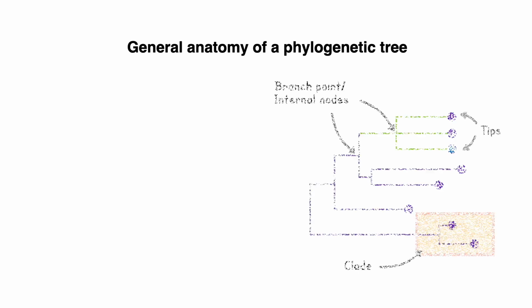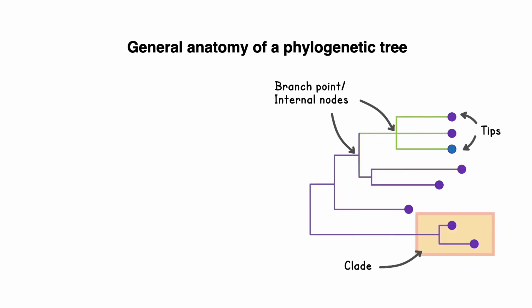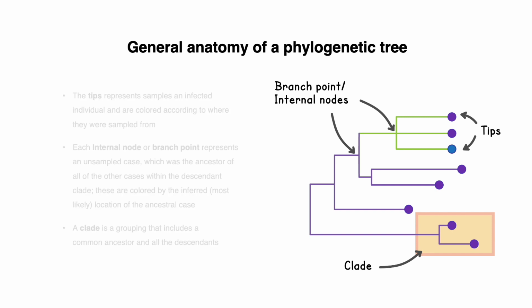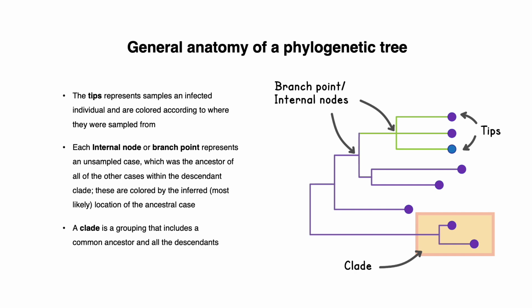Before we begin diving deeper into how the outbreak has unfolded, there are some general terms you'll need to know because we'll be using them throughout our report. For example, the tips of the tree represent samples from infected individuals and are colored according to where they were sampled from. Each internal node or branch point represents an unsampled case which was an ancestor of all the other cases within the descendant clade. These are colored by the inferred or most likely location of the ancestral case. And lastly, a clade is a grouping that includes a common ancestor and all the descendants.